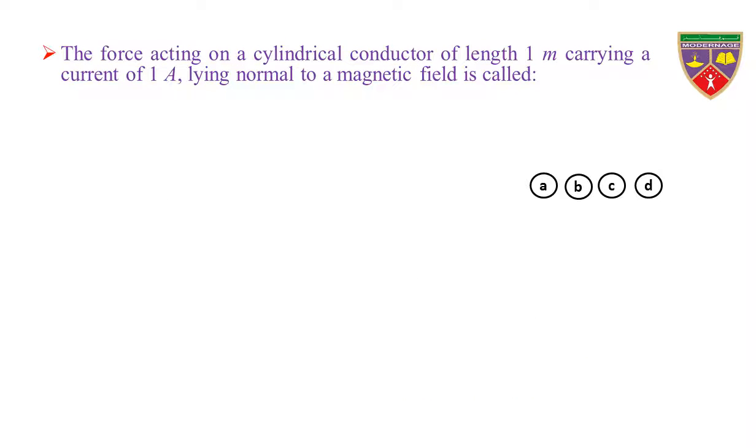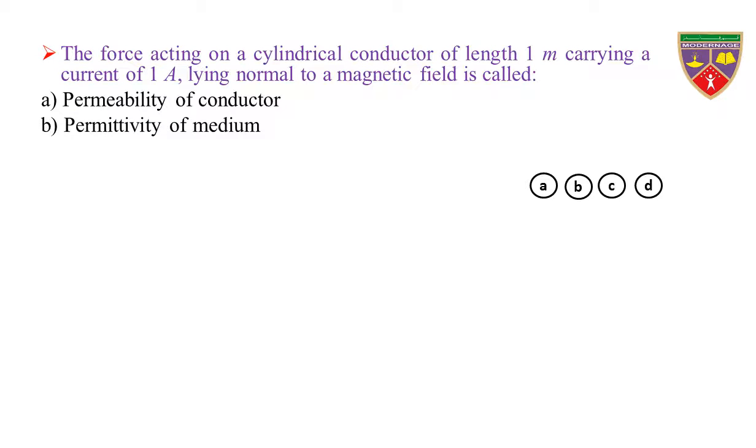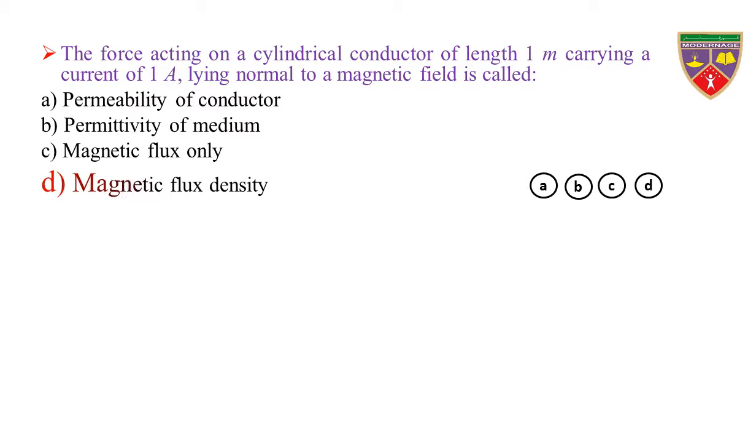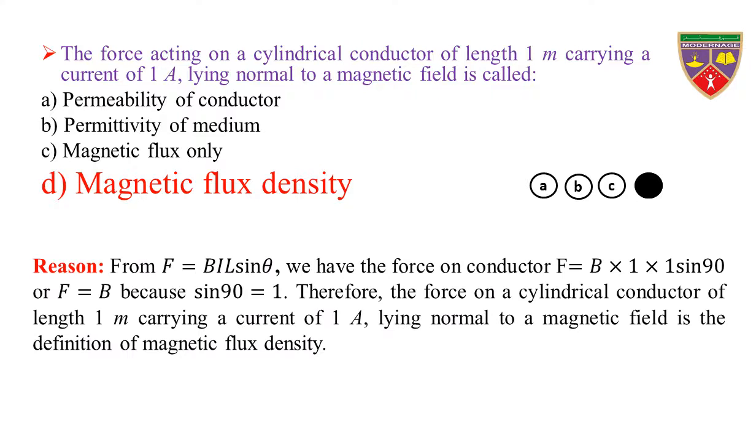The force acting on a cylindrical conductor of length 1 meter carrying a current of 1 ampere lying normal to a magnetic field is called option A permeability of conductor, option B permittivity of medium, option C magnetic flux only, option D magnetic flux density. The key is magnetic flux density. Therefore, the correct option is D.